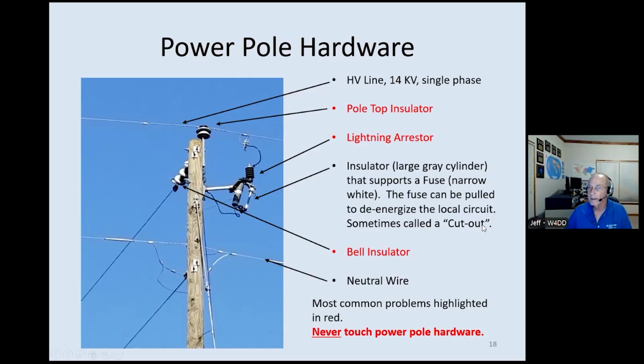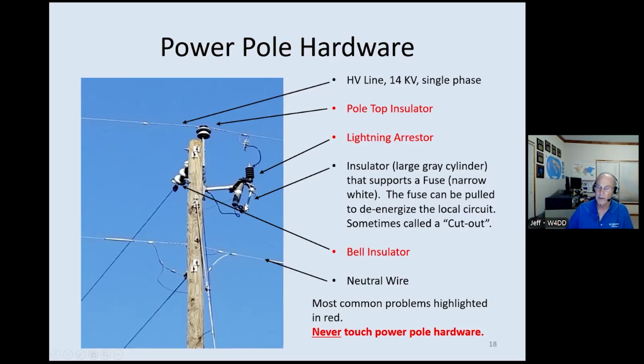Very good question. So power pole hardware. What is the stuff on a power pole? Well, here is a simple pole. It's a single phase pole. There's just one high voltage line on this. And this is a 14 kV. You'll see the pole top insulator. You'll see the lightning arrestor, which is this little vertical thing with fins on it. And we'll talk about that more in a second.